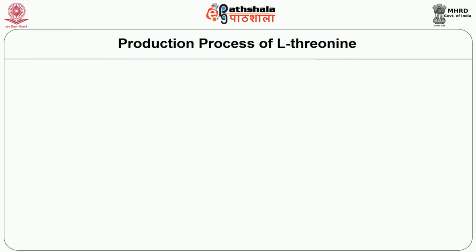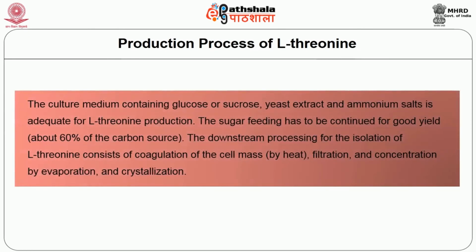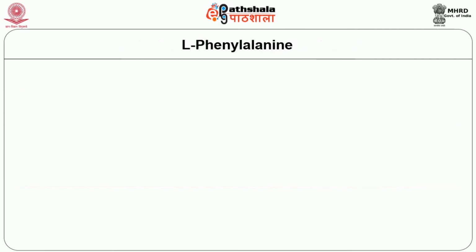Let us discuss the production process of L-threonine. The culture medium containing glucose or sucrose, yeast extract and ammonium salts is adequate for L-threonine production. The sugar feeding has to be continued for good yield, at about 60% of the carbon source. The downstream processing for the isolation of L-threonine consists of coagulation of the cell mass, filtration, concentration by evaporation and then crystallization.